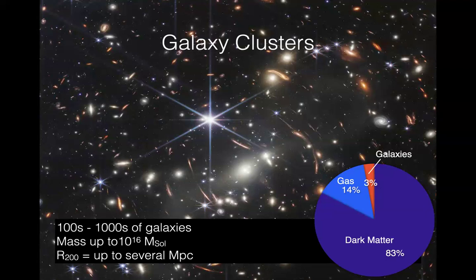These things are huge, but they're also dense. They're dominated by dark matter. In fact, if you look at the components, it's sort of 80% dark matter, 14% gas, so that would be X-ray emitting gas. So these things are swamped by X-ray emitting gas. And then only 3% of it is galaxies. But obviously, it's the galaxies that we see with our eyes and our telescopes. And so that's where the name comes from.